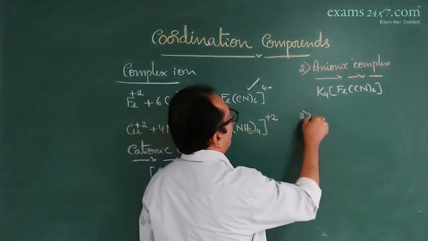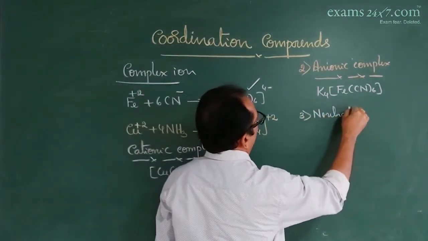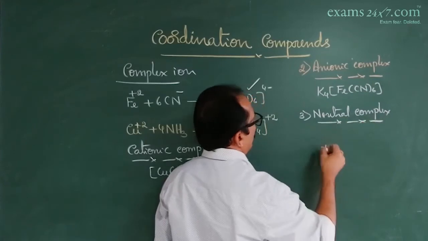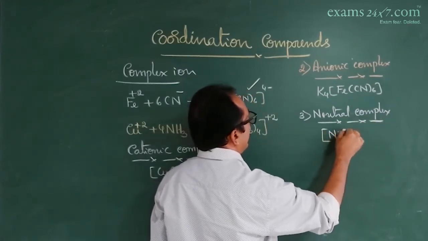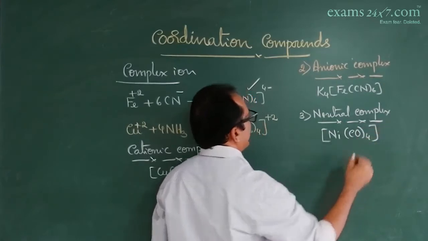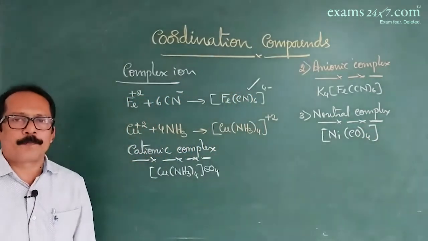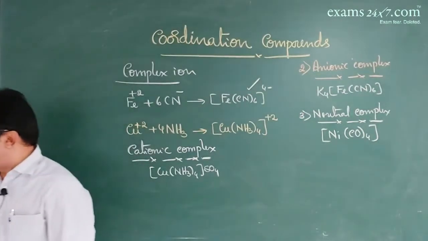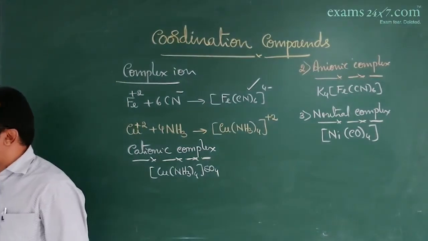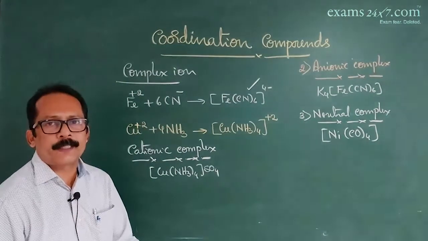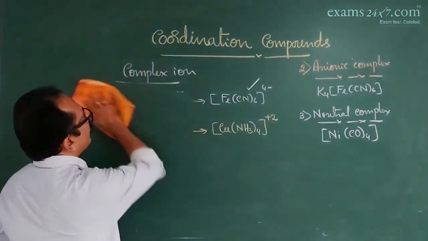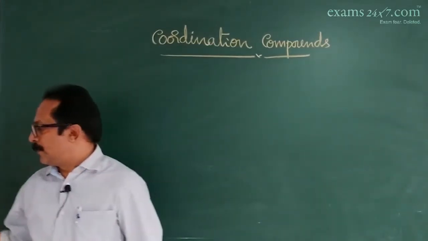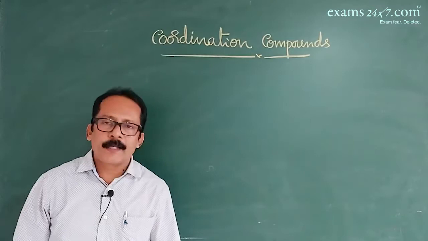Next one, neutral complex. Example for neutral complex, nickel tetracarbonyl. Nickel tetracarbonyl is an example for neutral complex. Next, about the term ligands. So, what are called ligands? Negative ions or neutral molecules capable of donating at least one lone pair of electrons to the central metal atom or metal ion during the formation of a complex compound are called ligands.